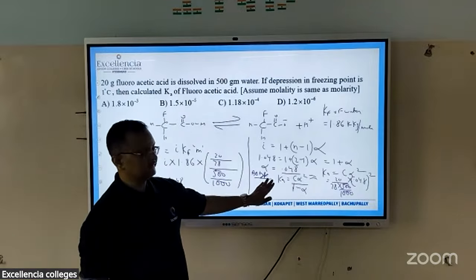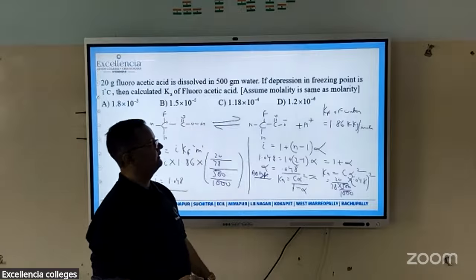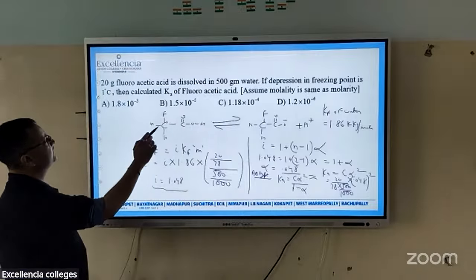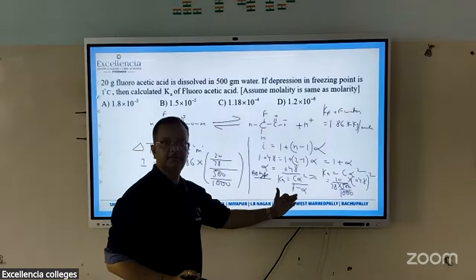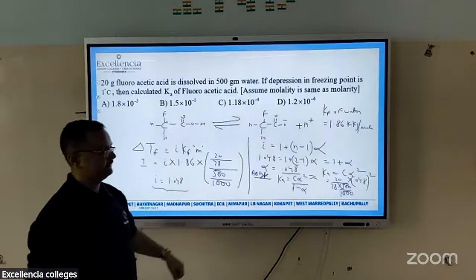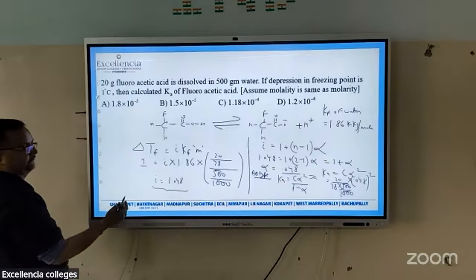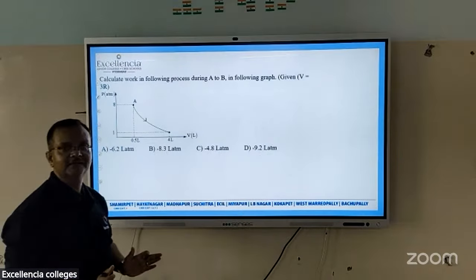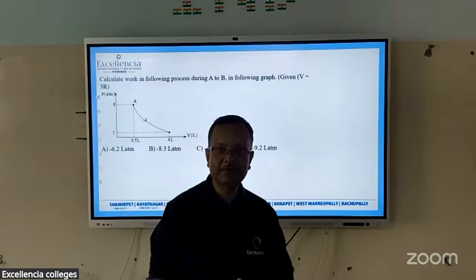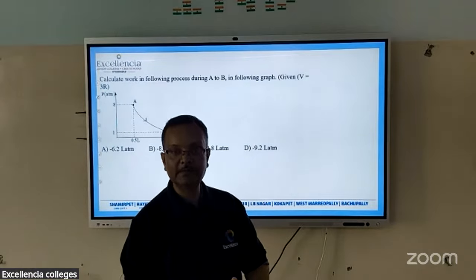This is the method of solving this question. Right? Yes. Fine. Let's see the next question. See, again, this question is a very simple question from thermodynamics.